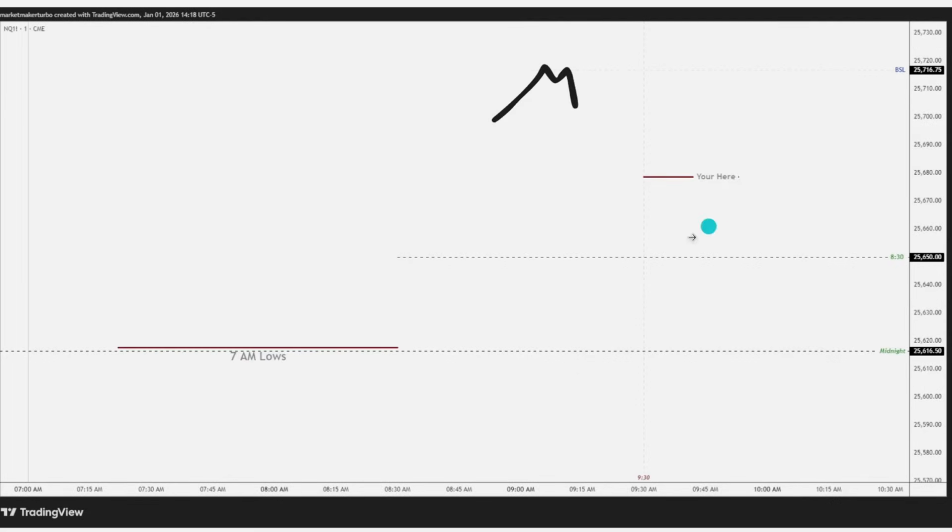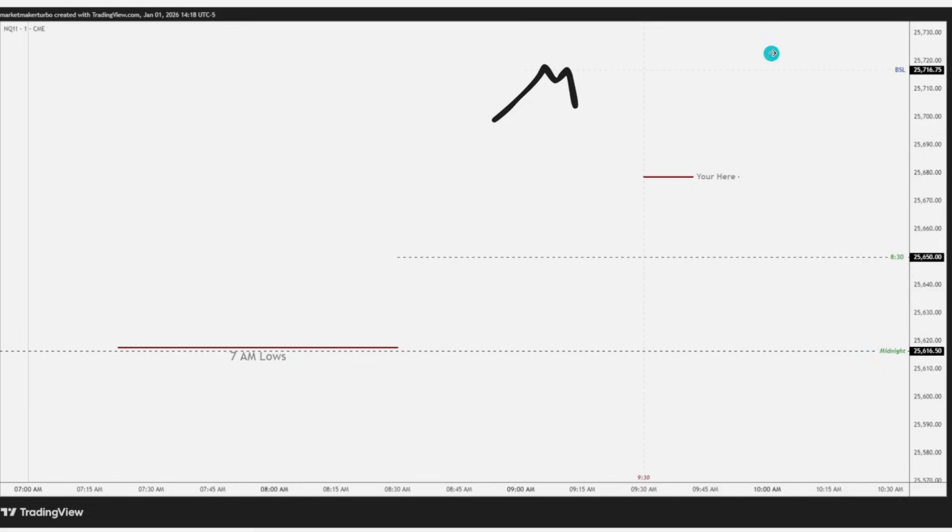Looking at this example here, as you can see, we have 7 a.m. lows. We're above 8:30 and we're above midnight. So there's no way you want to long. We do have buy side up here, but that doesn't mean you long that. You're literally in a premium.